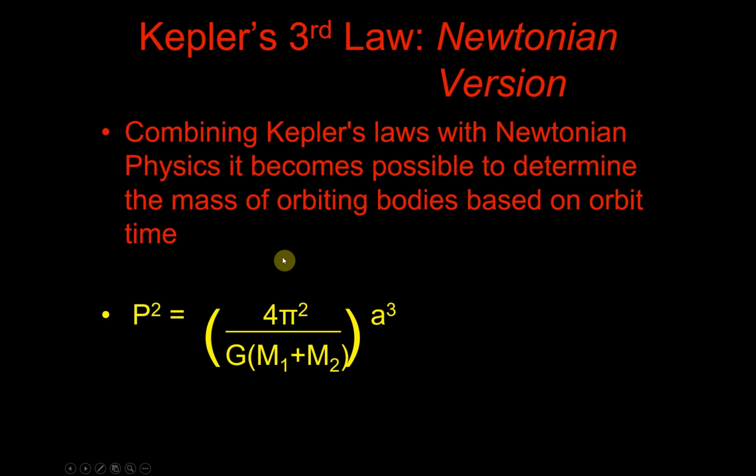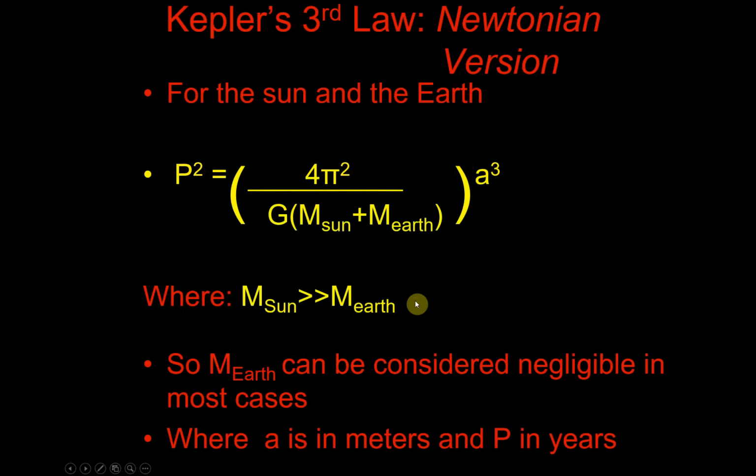And that means if we combine Newton's theories with Kepler's, we get this. P squared is now equal to 4 pi squared, this is to take into account the spherical nature of the orbit, over G, this is our gravitational constant, times m1 plus m2, this would be, say, the mass of the sun and mass of the Earth if we're dealing with the Earth, times a cubed, the semi-major axis cubed. So for the sun and the Earth, p squared would equal 4 pi squared over G (m sun plus m Earth) times a cubed.